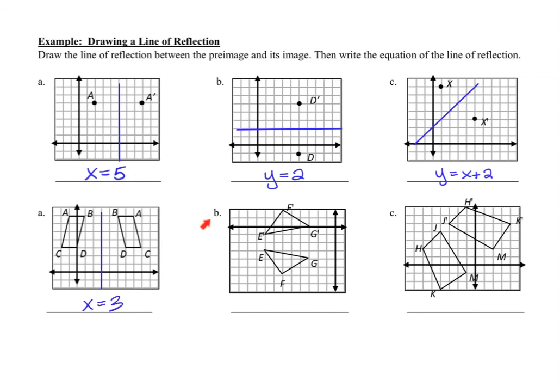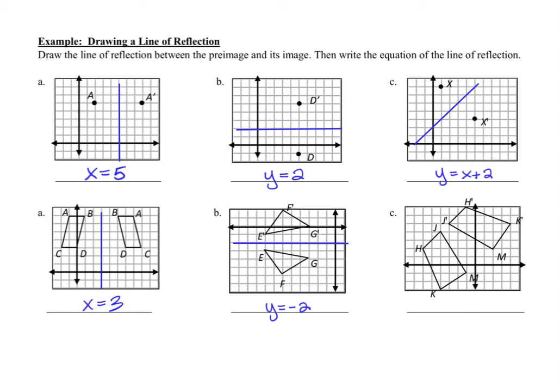Let's look at the second letter B. So you have a shape on bottom and a shape on top. So that means your line of reflection is going to go this way. What do you think your line of reflection is? Your line of reflection is that y is equal to -2. So halfway in between E and E prime, there's only 2 boxes, so there's 1 box on each side of the line, and it's going to cross through the y-axis at -2.